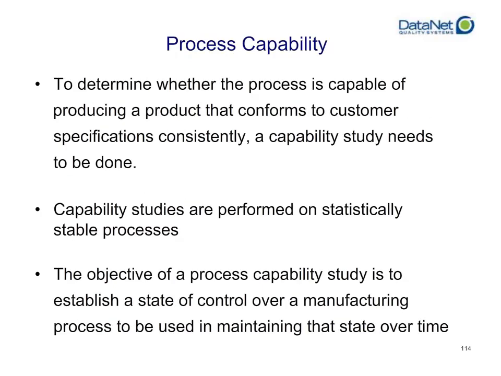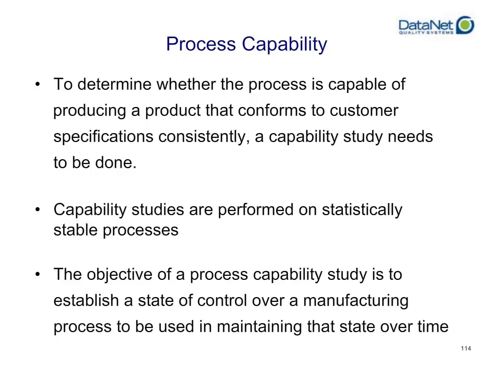Now, highly related to a histogram is process capability. Process capability is a way to determine whether the process is capable of producing a product that conforms to your customer specifications consistently. So if you want to determine this, you run a capability study. Capability studies are performed on statistically stable processes. That doesn't necessarily mean in-spec processes. It means processes that are in control.